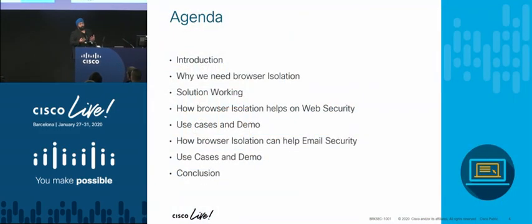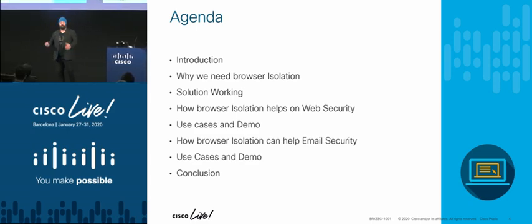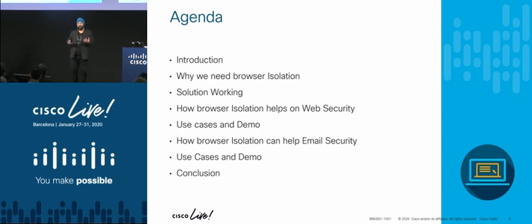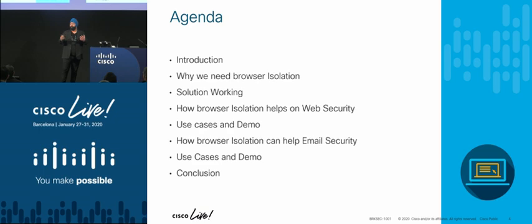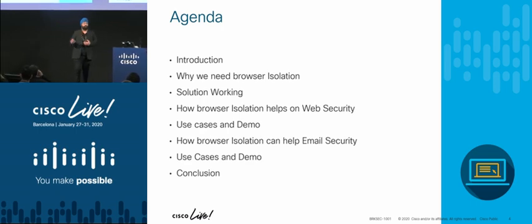Now, moving on, what we have today in the agenda, what we would be covering. Starting with an introduction, I want to talk about the threats we are seeing and why exactly we are looking at browser isolation as a new secret sauce. Then a little bit about the working of the solution, and how well it can work with your current infrastructure. You have web security, how can it be attached to web security? If you have email security, how can it be attached to email security? We would be looking at those use cases, those specific demos, all that stuff.